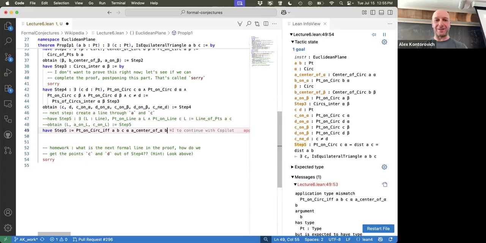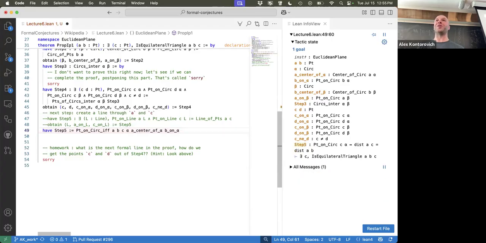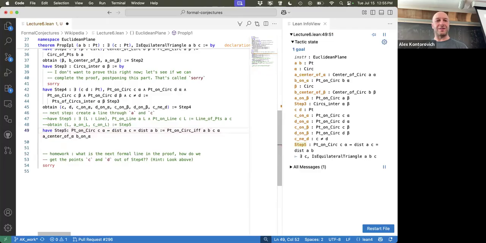So B on alpha, and it's a good thing we called the hypotheses by descriptive names so that we can know what it says. So now it says point on circ alpha if and only if the distances are equal. Okay, so let me just record that. Let me just record this fact.